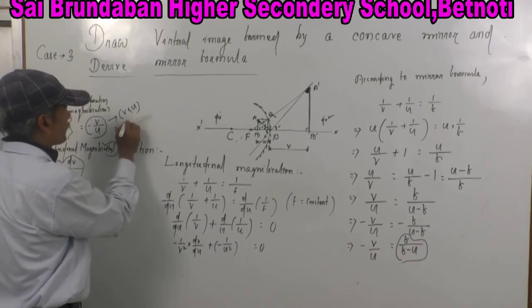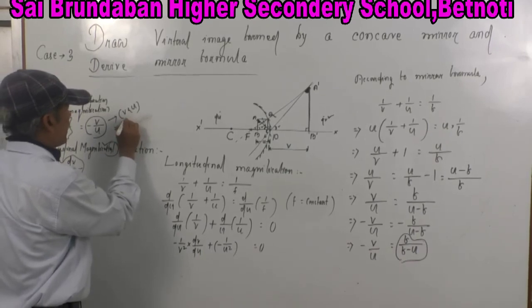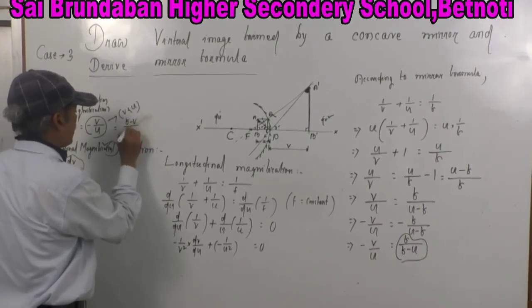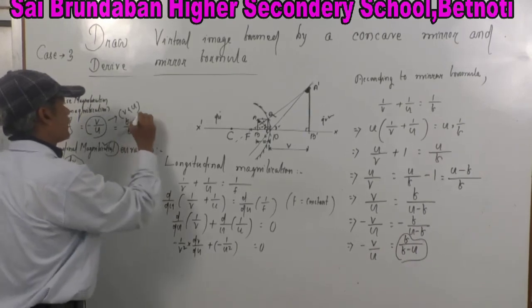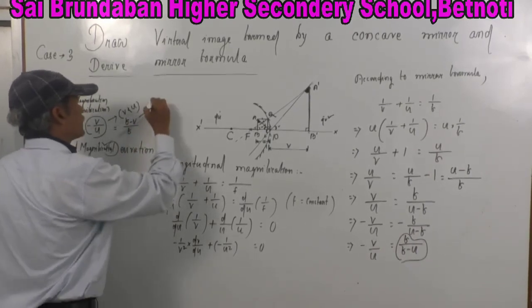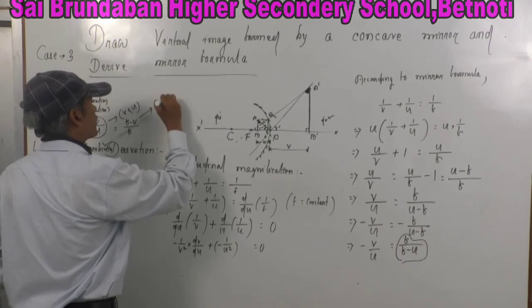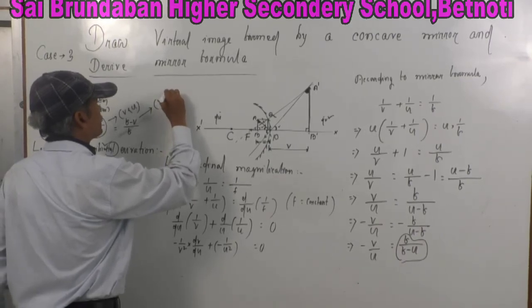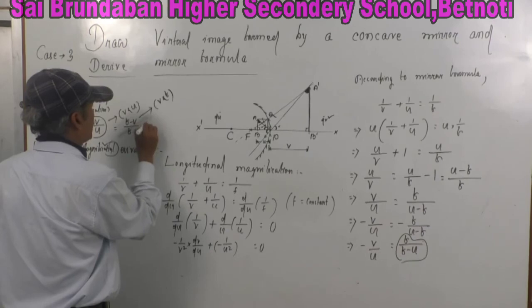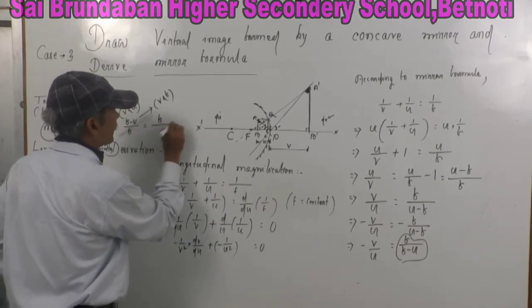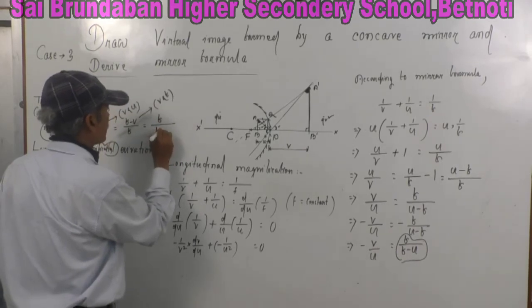So write down, f minus v by f, this is in the form v and f, is equal to f by f minus u.